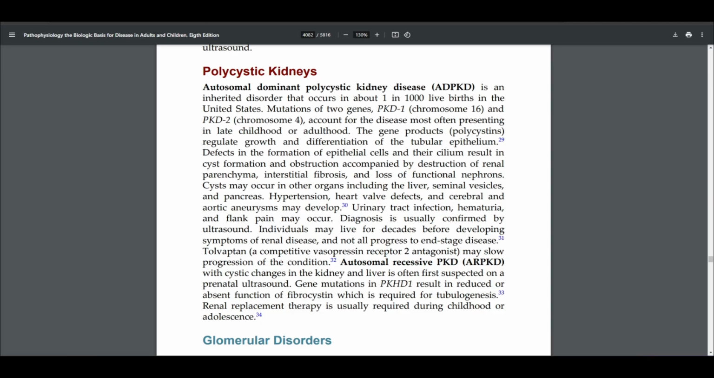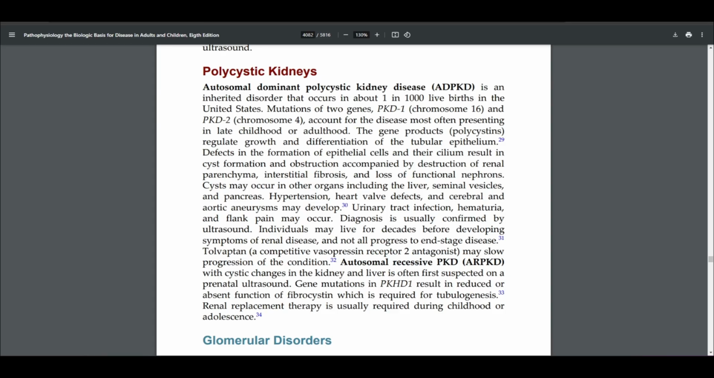Polycystic kidneys. Autosomal dominant polycystic kidney disease, ADPKD, is an inherited disorder that occurs in about 1 in 1,000 live births in the US. Mutation of two genes, PKD1 on chromosome 16 and PKD2 on chromosome 4, account for the disease, most often presenting in late childhood or adulthood. The gene products, polycystins, regulate growth and differentiation of the tubular epithelium.